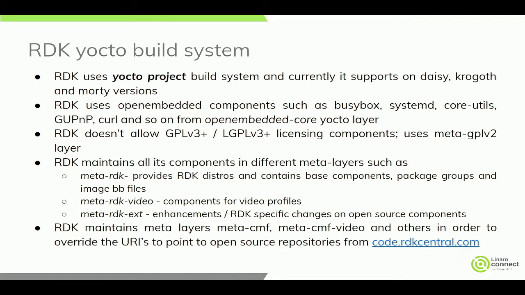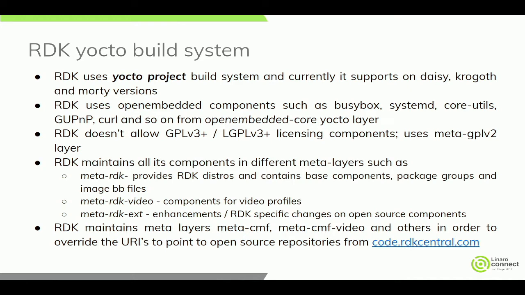Coming to the RDK build system, it uses the Yocto Project build system, and it currently supports Daisy, Krogoth, and Morty versions. It uses open source components from the OpenEmbedded Yocto layer. Mainly it uses busybox, systemd services, curl, and NTP modules. RDK restricts GPL licensing with version 3 and above, so those components will be blacklisted by RDK. To use those components, they will be taken from the meta GPL v2 layer.